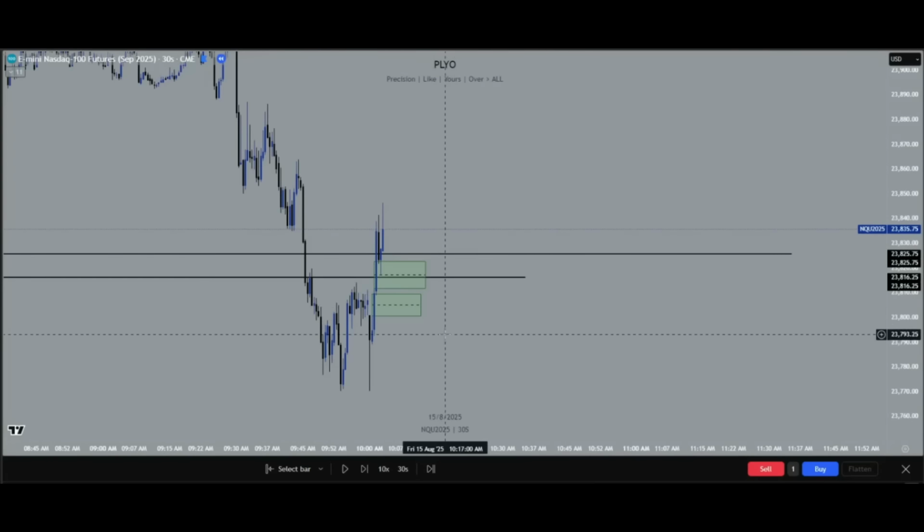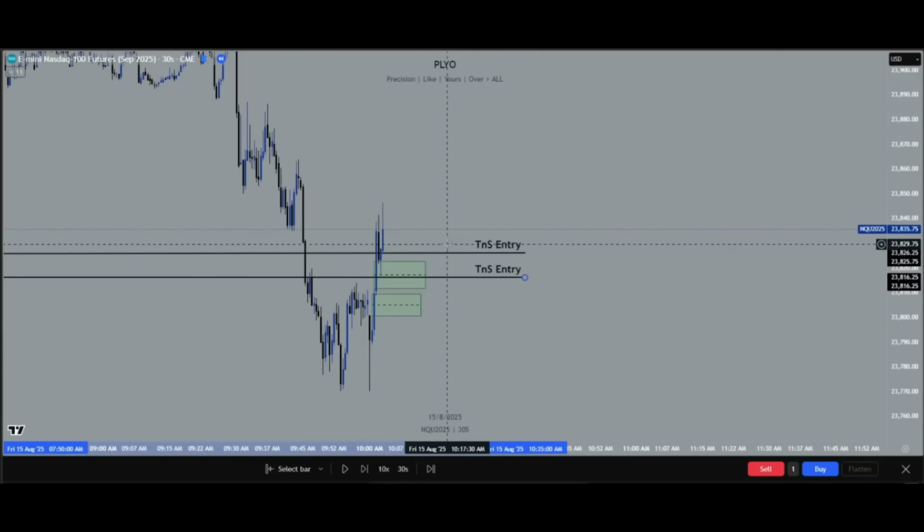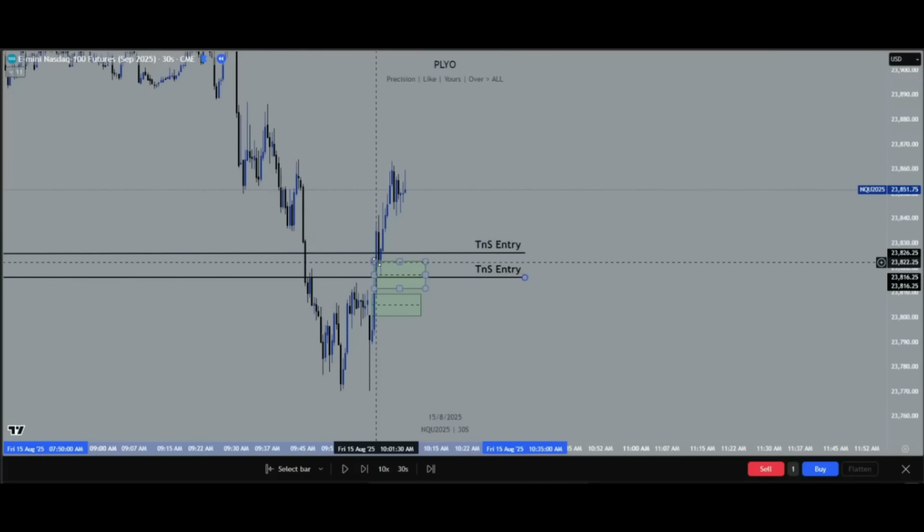You want it to be quickly off the TnS entry. These two black lines represent the TnS entry. Just remember, these two are the entries. We do not get the inverse back down. That right there is your sign. Okay, the chances of this short working are very, very slim because we never even got the sign that price even wanted to try to turn back around.